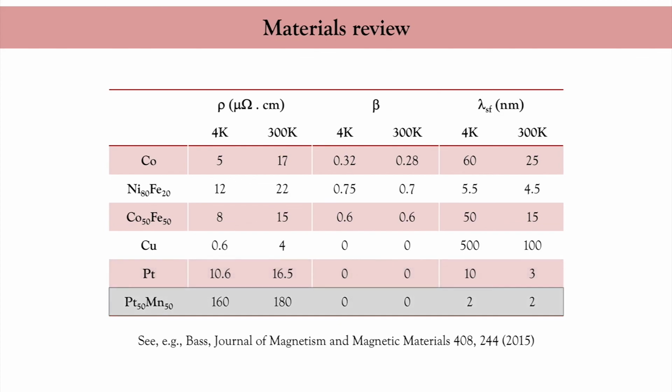Finally, the last material I'm showing here is an antiferromagnet, very useful in spin valves to pin proximate ferromagnets via exchange bias. However, its resistivity is quite high, and its spin diffusion length is very short, so it tends to substantially reduce the magnetoresistance ratio in metallic spin valves.